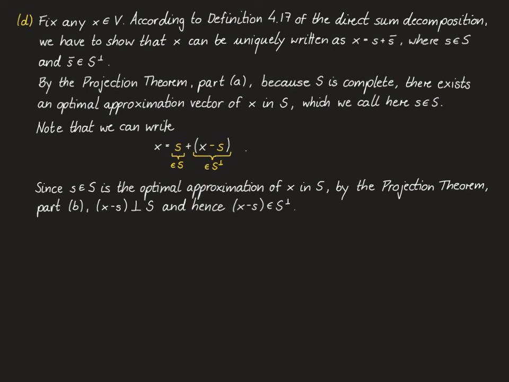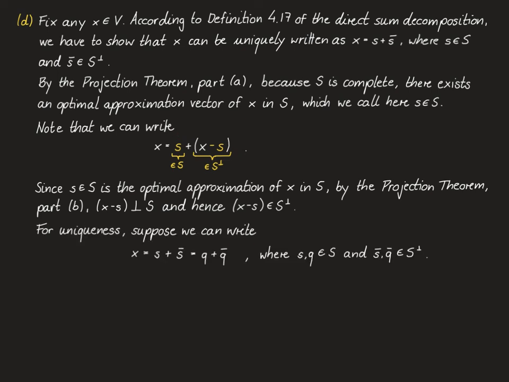That holds because s in S is the optimal approximation of x in the subspace S. So by the projection theorem part B, x minus s is perpendicular to the subspace S, and hence x minus s is an element of S perp. So we have shown that any vector x in V can be expressed as the sum of one vector in the subspace S and one vector in the subspace S perp. What remains to be shown is that this decomposition is in fact unique.